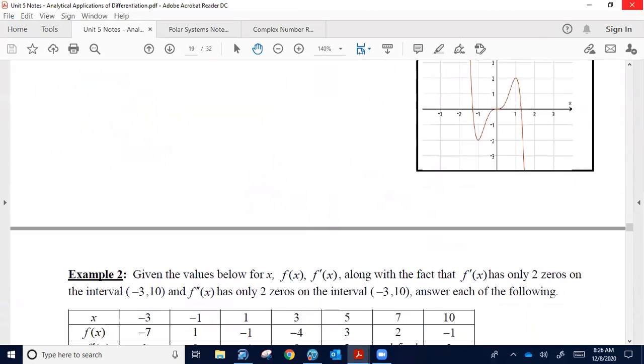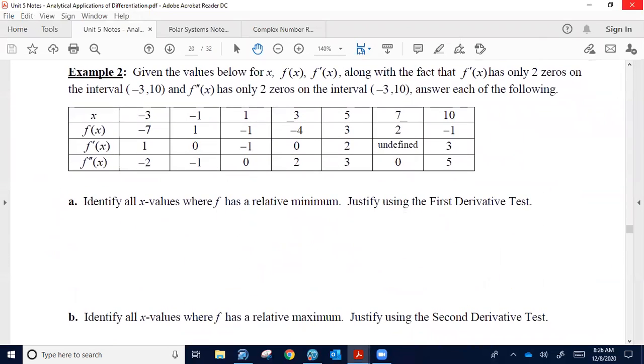All right. And then last, table problems.